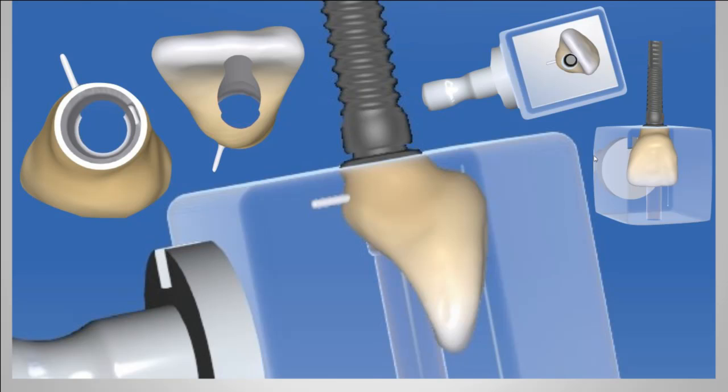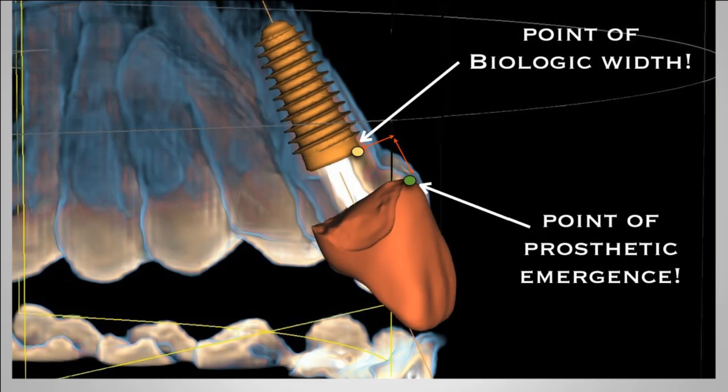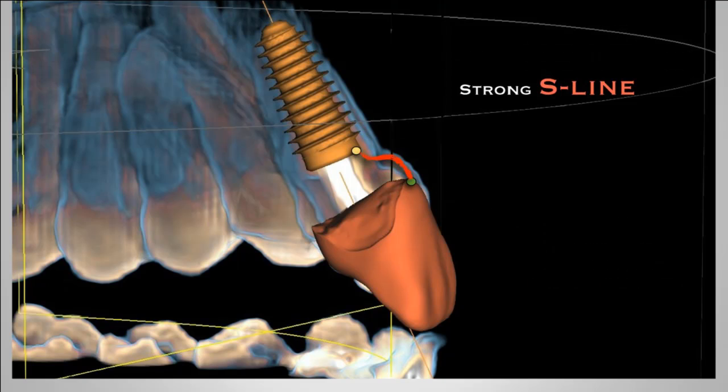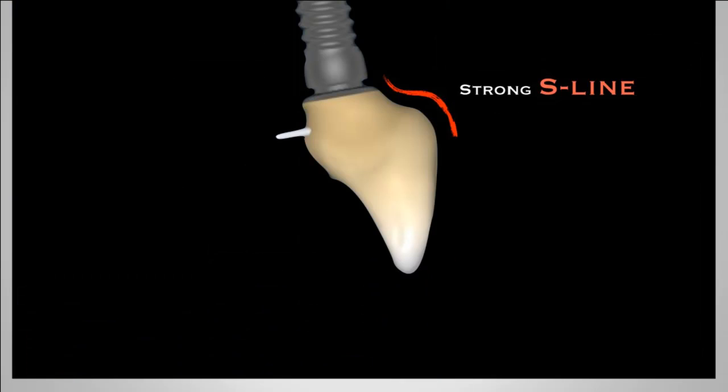Now, a few things that we've designed into this restoration, as you see here, is that natural sigmoid shape that Dr. Park discusses, the owner of IDS Megagen. You can see here, this is the point of biologic width. This is the point of aesthetic emergence, and we can combine those two together through a sigmoid-shaped S-line. This allows for really nice aesthetics and a proper emergence profile.